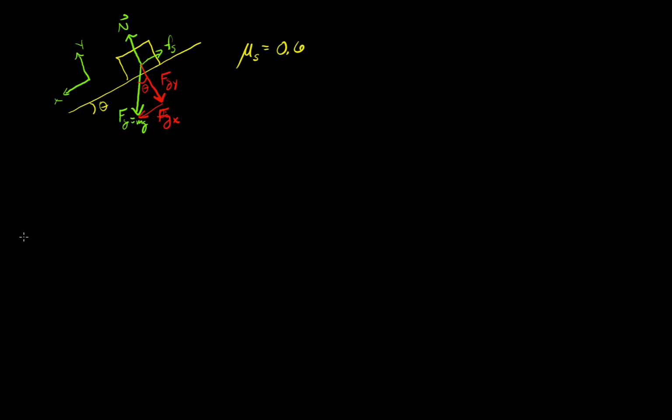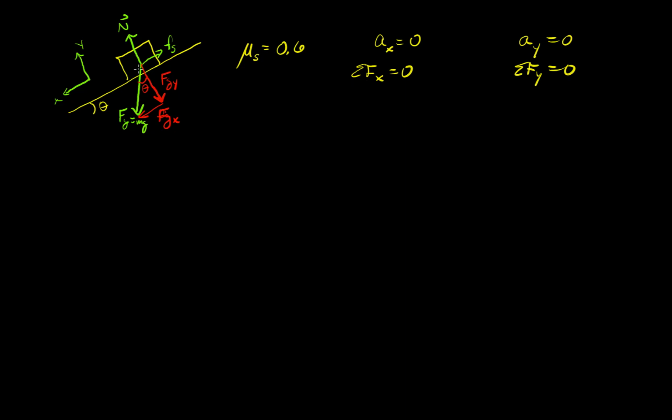So there's my force diagram. And now we're looking at, when does this thing start to break free? So the thing is that when it breaks free, at the moment that it's going to break free, it's still not moving. So there's no acceleration in the x and there's no acceleration in the y. So the acceleration in the x is 0 and the acceleration in the y is 0. That means the net force in the x is 0 and the net force in the y is also 0.